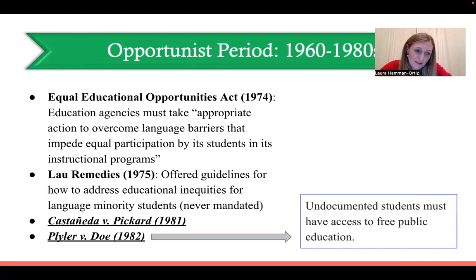It was brought about because there were undocumented students who were being told that they had to pay if they wanted to come into the public school system, that the public school was not going to just welcome them in and serve them as students. And this court case said that was denying children opportunities for the future by not allowing them to come into the public education system. And again, this wasn't that long ago. This is 1982, so about 50 years ago.